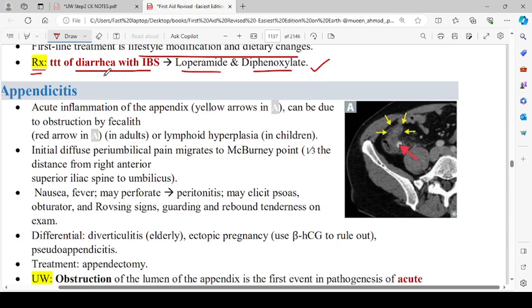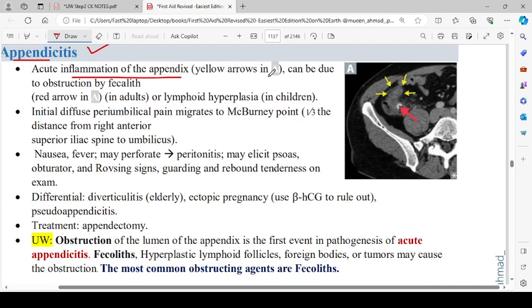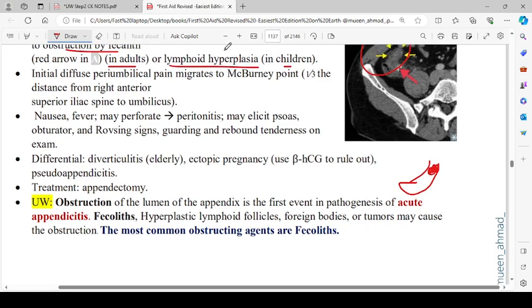Now let's talk about appendicitis. As the name indicates, it is the inflammation of the appendix. Acute inflammation of appendix, as depicted by the yellow arrows, can be due to obstruction of the lumen by fecaliths. Like this is appendix, this is a vestigial organ. So if feces obstruct the lumen of appendix, there will be inflammation, and then inflammation will lead to appendicitis in adults, or lymphoid hyperplasia in children. Lymphoid hyperplasia is a cause of obstruction of lumen in the children.